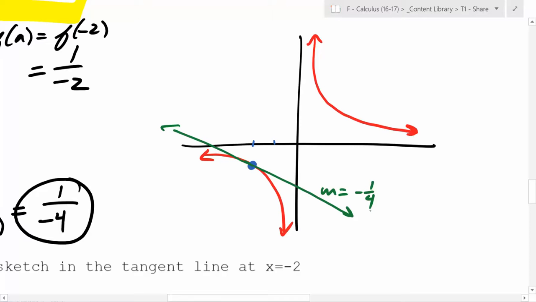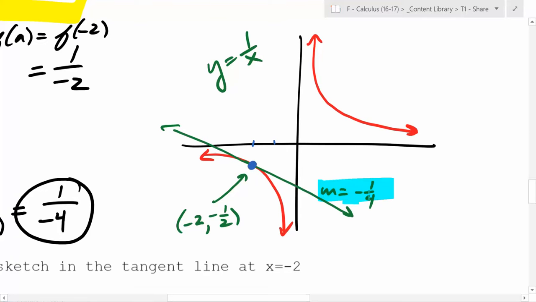Yeah. To write the equation of a line, you need two things. You need a point and a slope. Do we have slope? Yeah. What point is that right there? The x value is -2. What's the y value? Well, what's the function? y equals 1 over x. So what's the y value? 1 over -2. Yeah, so -1/2, like this, right? Do we have a point and a slope now?